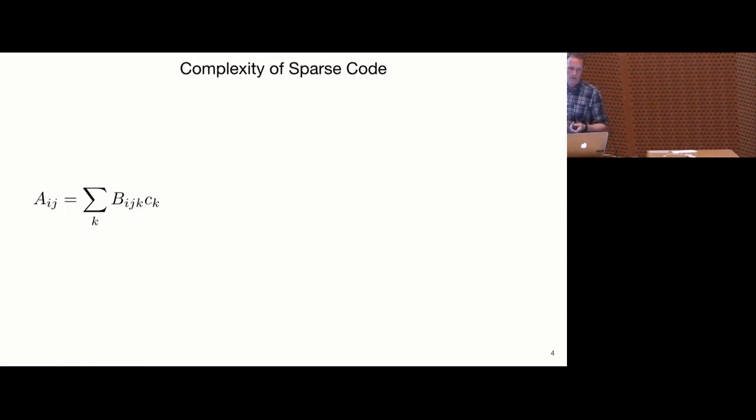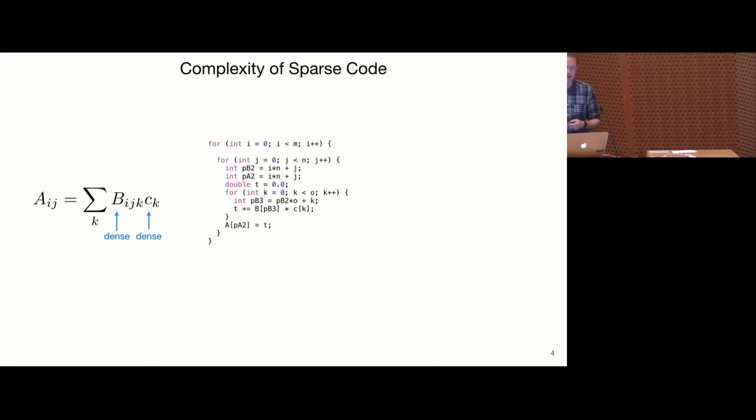So here's a single expression. This is a tensor vector multiplication where, for each ij, you do a sum over the k in the last dimension of B and c. And if both of these tensors, the three-tensor and the one-tensor, which is a vector, are dense, you write this code. And this is simple code that you learn how to write pretty quickly in a computer science degree.